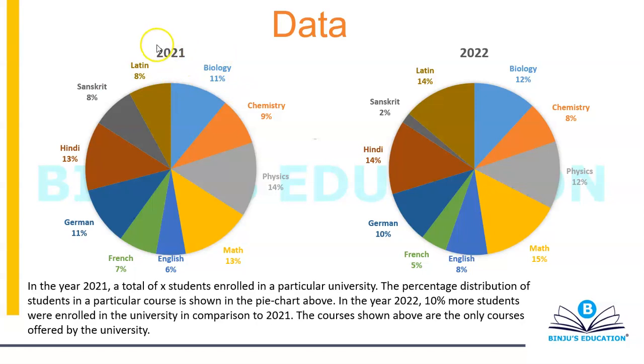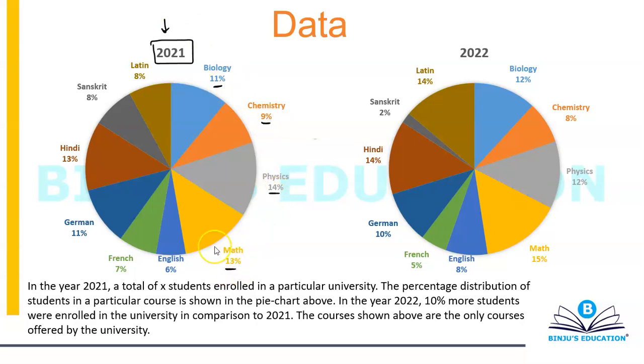This would be the year 2021 that they are talking about. I have a pie chart with biology, chemistry, physics, maths, English, French, German, Hindi, Sanskrit, Latin. These are the subjects or the languages which are taught. Then it's 11%, 9%, 14, 13, 6. I'm hoping that all these percentages add up to 100%.